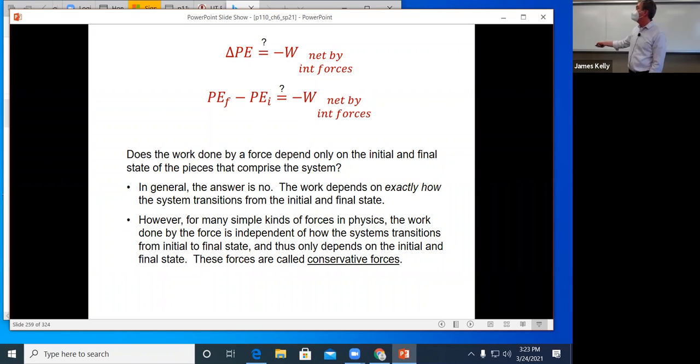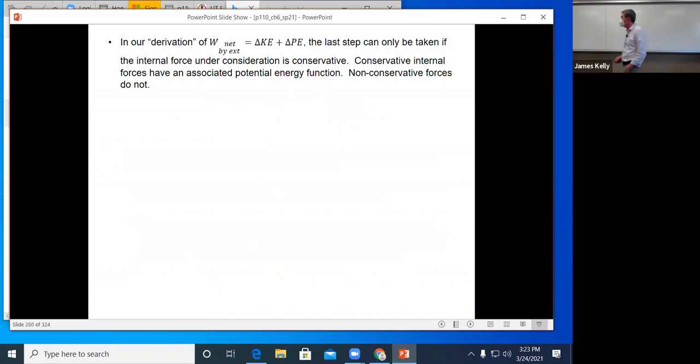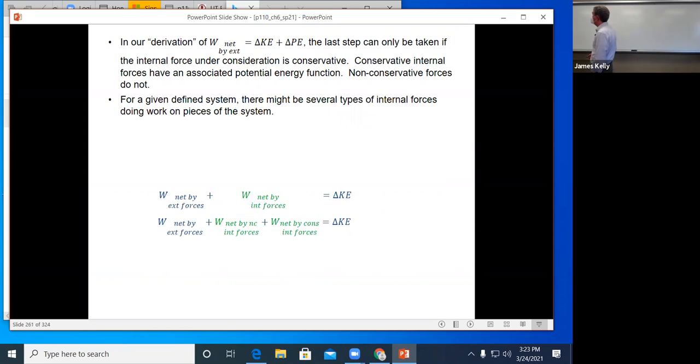In other words, you're not going to be able to find a potential energy function associated with the friction force. There's no such thing, because it would have to have lots of different values for the same initial and final states. Okay, so that's the idea of conservative versus non-conservative forces. And so in that derivation, that last step where we redefine the negative of the work done by an internal force as the change in potential energy can only be taken if the force is conservative.